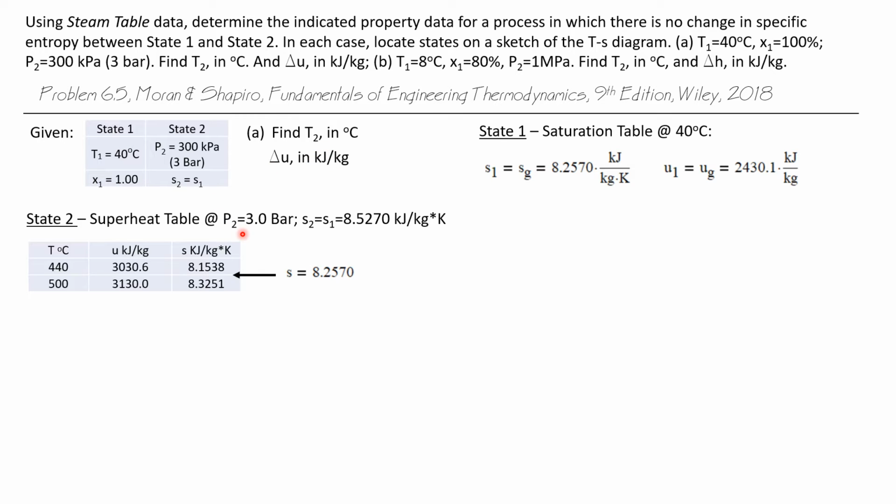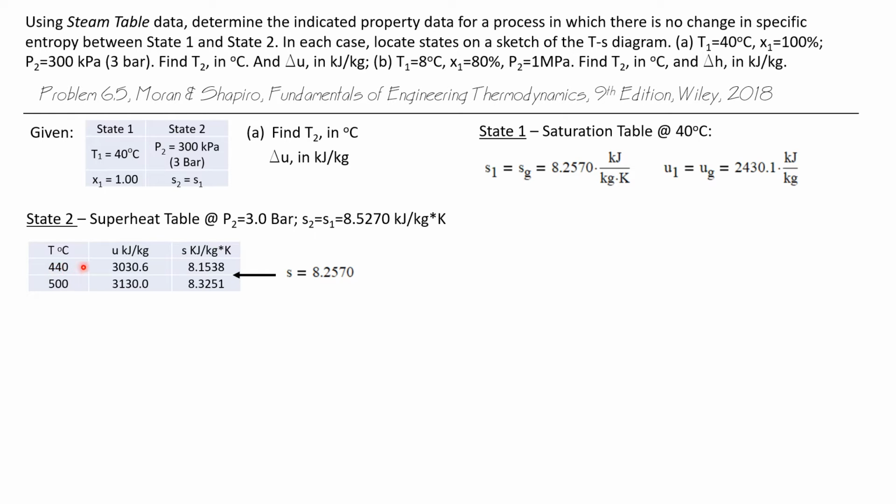Now for state 2, our two independent properties that define the state are that pressure is 3 bar and that the value of S2 is the same value as state 1. So we know that S2 is 8.5270 kilojoules per kilogram K. We won't find that value of entropy at 3 bar in the saturation table, but we find it in the superheat table. But we don't actually find the actual value. We find that it is somewhere in between these two rows.